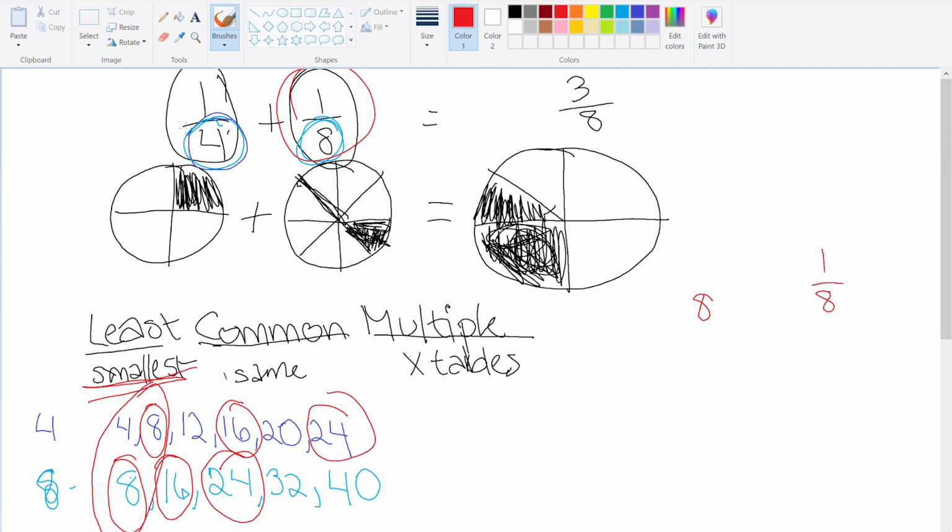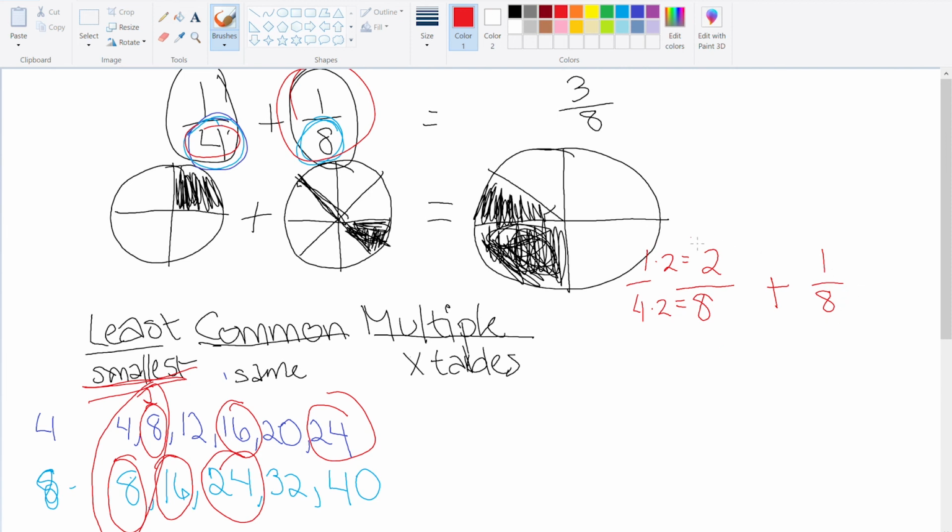This first fraction does not have a denominator of 8. It currently has a denominator of 4. And so remembering that these are multiples, I have to do something to this 4, multiplication or division, to get it to be an 8. So I know 4 times 2 is 8. So then I'm also going to have to do this 1 times 2, which is 2. So this 1/4 could be rewritten as 2 over 8.